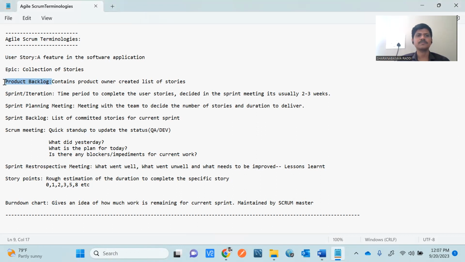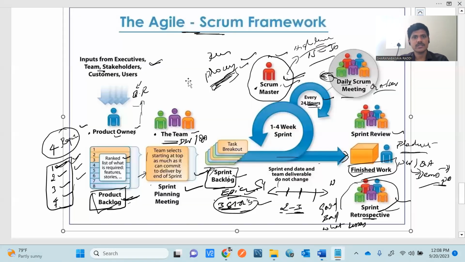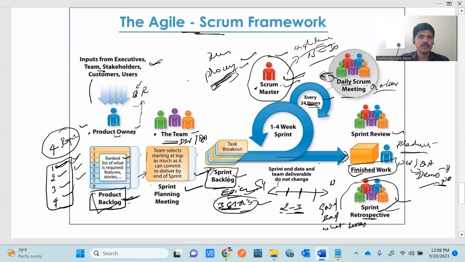Next, product backlog. The product backlog will have a number of stories or epics created by the product owner. Once the product owner gets the requirements from the client, stakeholder or customer, he will arrange them on a priority basis and those will be converted into a number of stories. That is nothing but a backlog. So the backlog is the collection of the stories and epics. Those are created by whom?